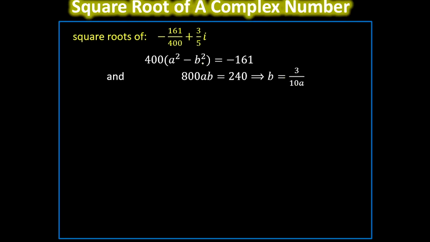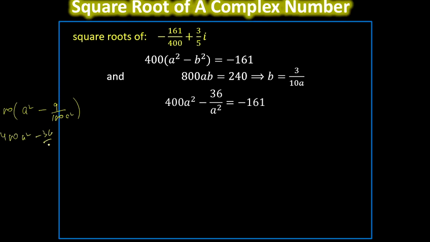Substitute the value of b here: 3 square is 9, 10 square is 100, and then open the bracket. You want me to solve 400 with this a square minus 9 over 100 a square. If you open the bracket, you get 400a square, 4 and 0 cancel out, 4 times 9 is 36 over a square. You see the same is there.